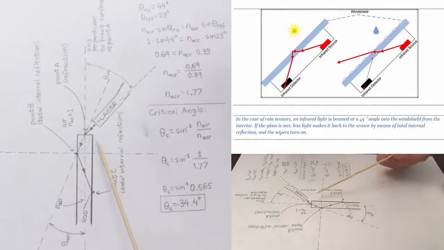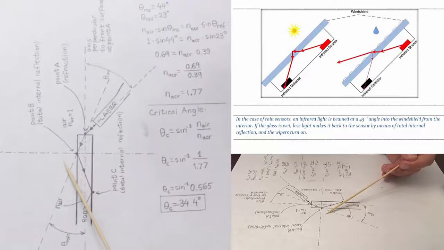The first condition is that the index of refraction of the medium that light is coming from has to be larger than the index of refraction of the medium that the light is attempting to enter. So in this case, at point B, we have the light coming from the acrylic, and at this point B the light is attempting to go into the air. So we are going from an optically more dense into an optically less dense medium. So the first condition of total internal reflection is fulfilled.